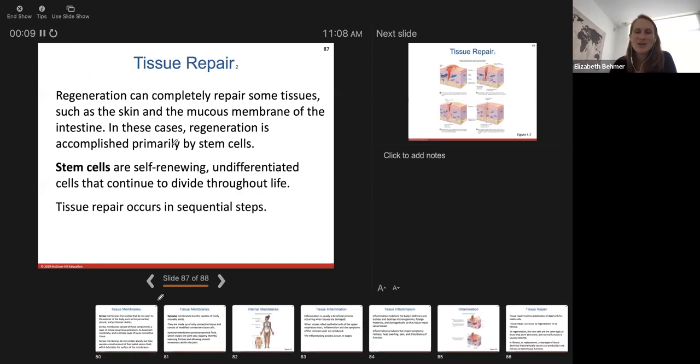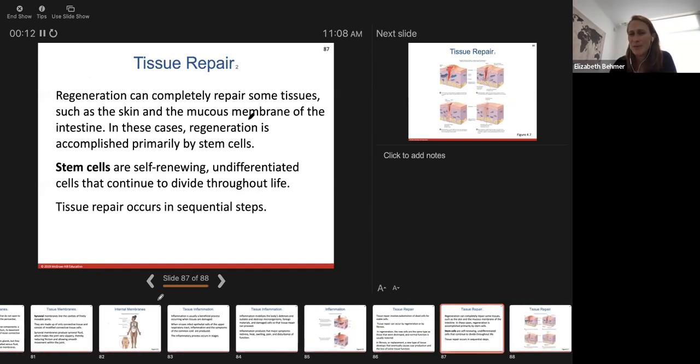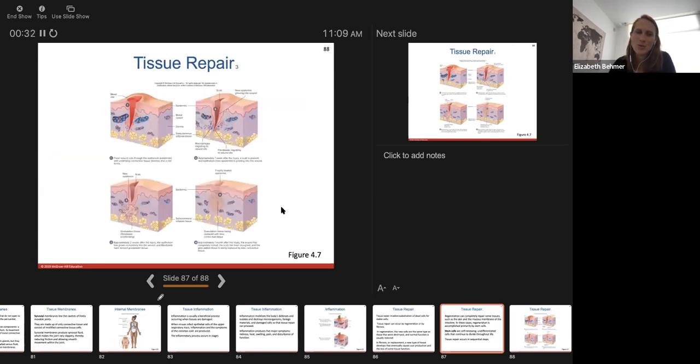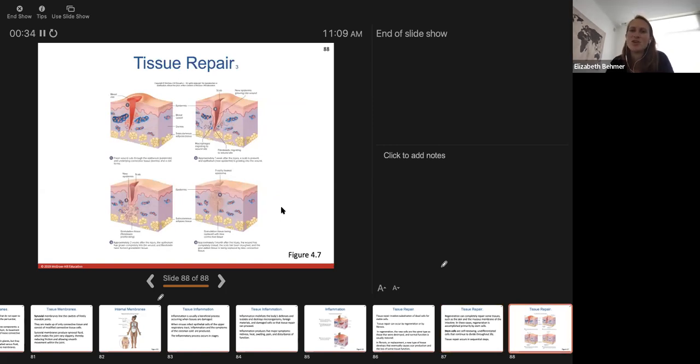Regeneration itself can completely repair some tissues such as the skin and mucous membranes of your intestine. In these cases, regeneration is accomplished by stem cells, which are self-renewing. They're undifferentiated, so they can become any type of cell and can continue to divide throughout life. And tissue repair occurs in these sequential steps that are shown here.